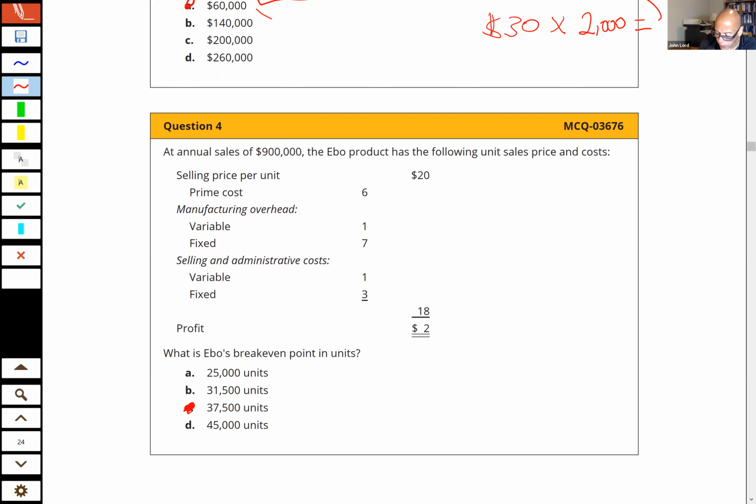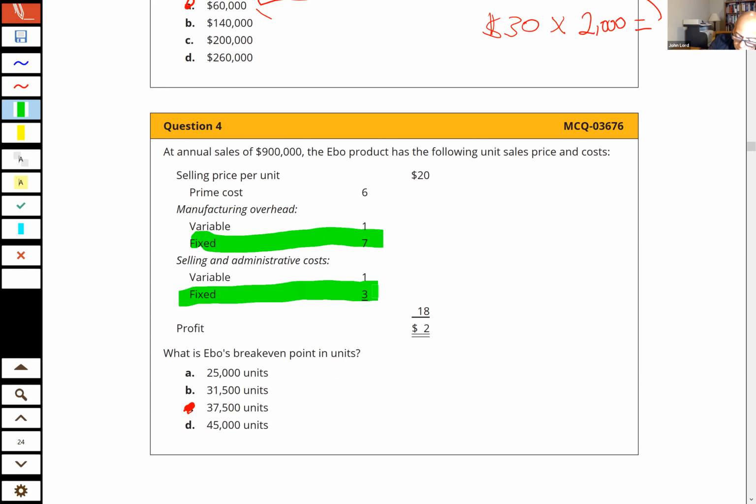Okay, but let's take a look at this question. They want the break-even point in units. There's a couple of things you're going to have to do to calculate break-even. I know I need the contribution margin per unit, and I know I need the fixed cost, right? And you look at this and you're like, well, how the heck am I supposed to come up with the fixed cost when they only give me a per unit amount for my fixed cost, but they don't give me the number of units?